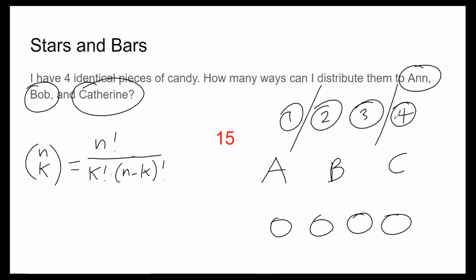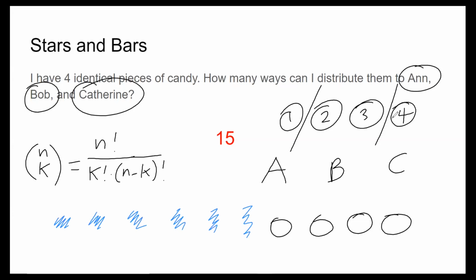Someone said 6 choose 2. That is correct. So how we get 6 choose 2 is we just picture, let's switch a color, so let's picture we have 6 identical objects. So we have 1 thing here, 2, 3, 4, 5, 6. So out of these 6 objects, 4 of them are the candy, and 2 of them are the sticks we use to divide up the candy.